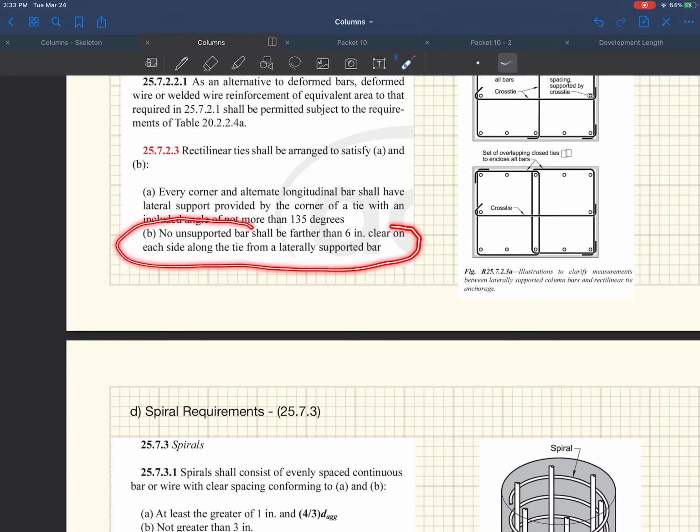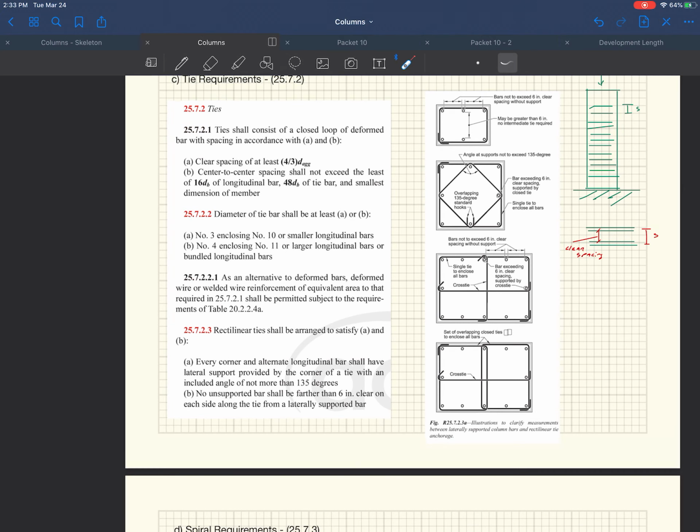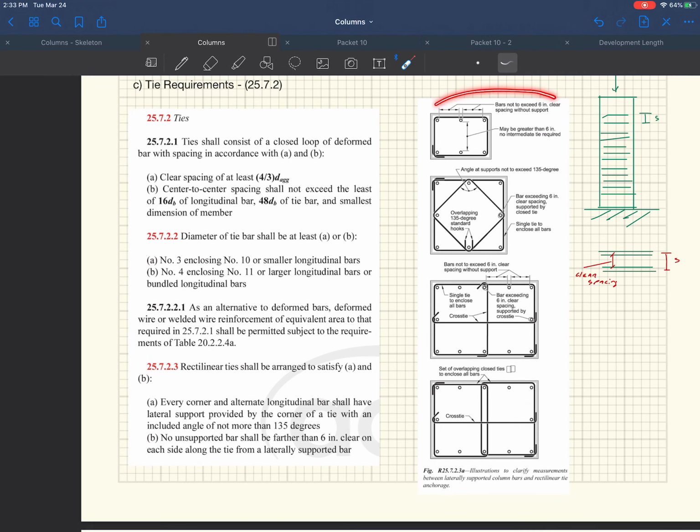Okay. No unsupported bar shall be farther than 6 inches clear on each side of a tie from the laterally supported bar. To describe that a little bit, they've provided these little diagrams up here, and you can study these a little bit. But the idea behind it is these guys would be considered tied, right? Because it's at a corner of a reinforcement.